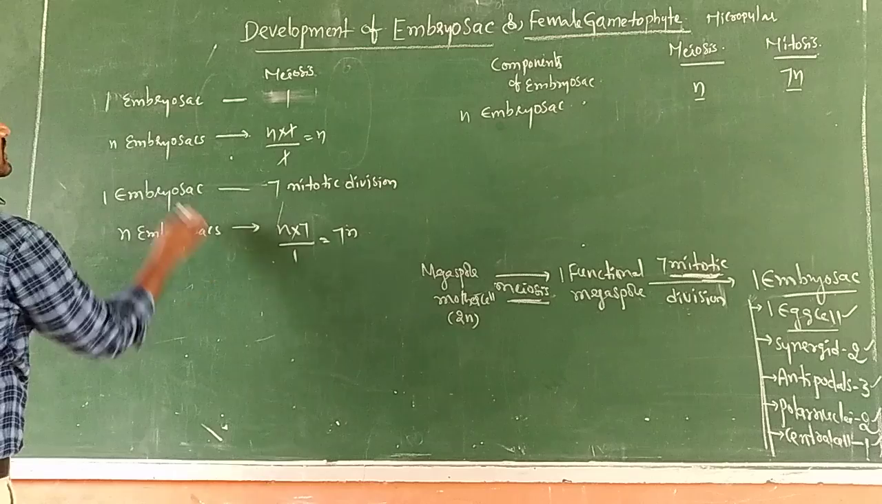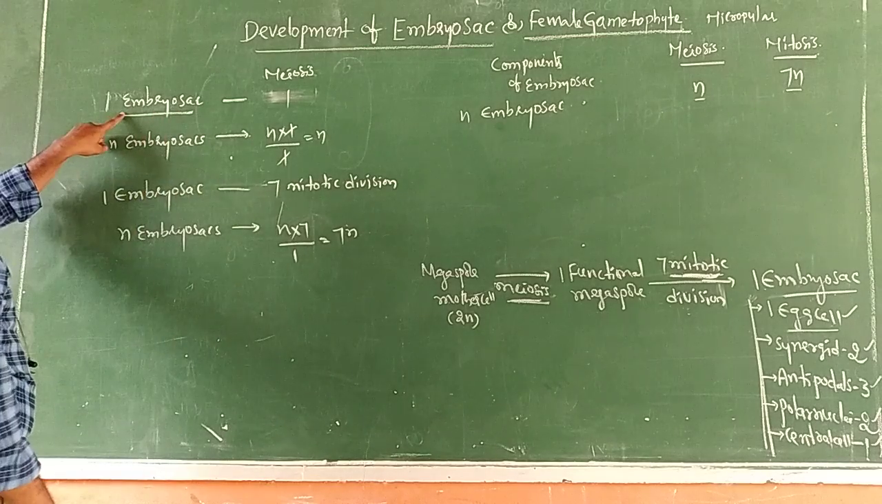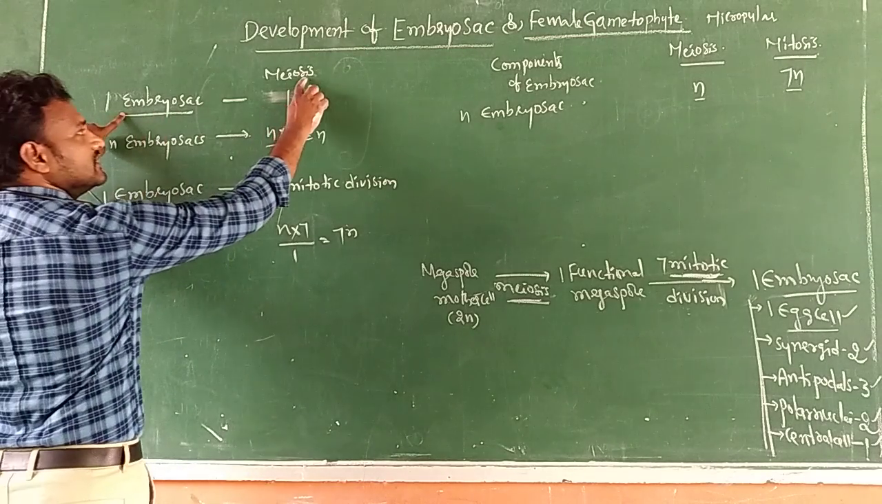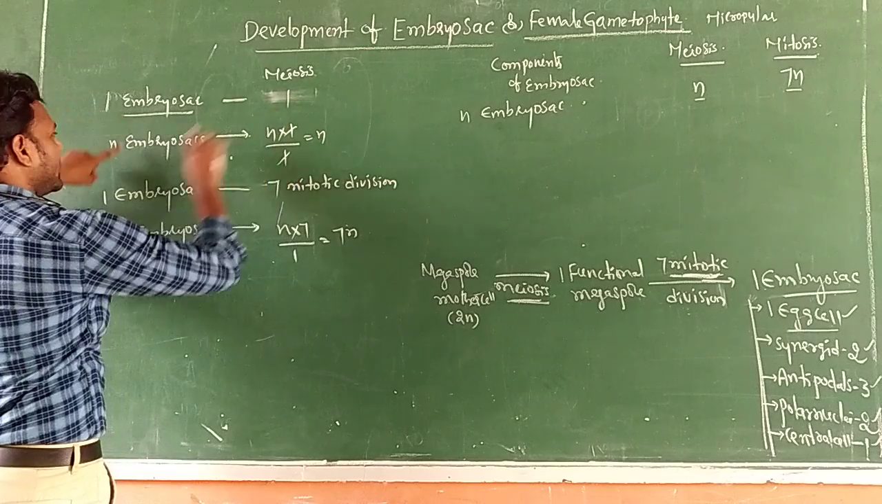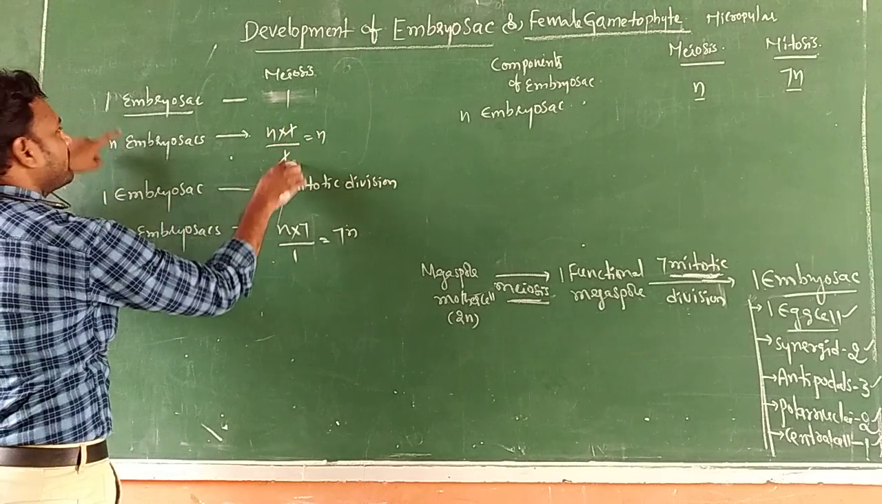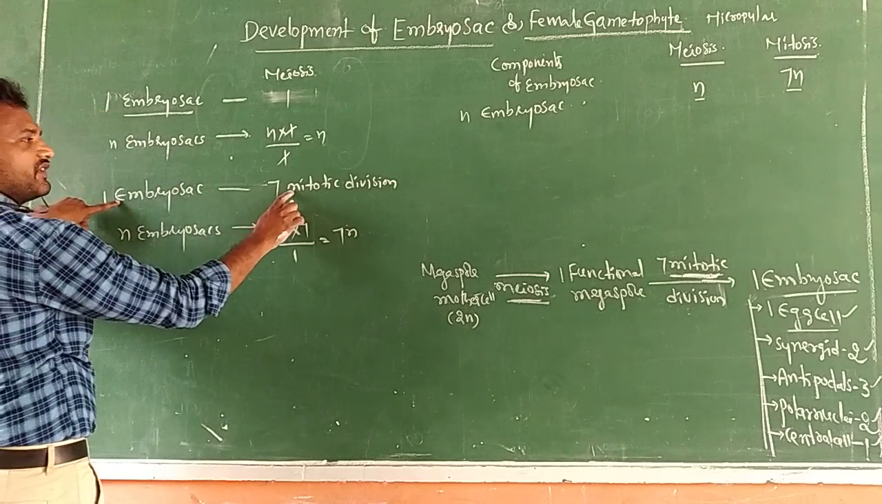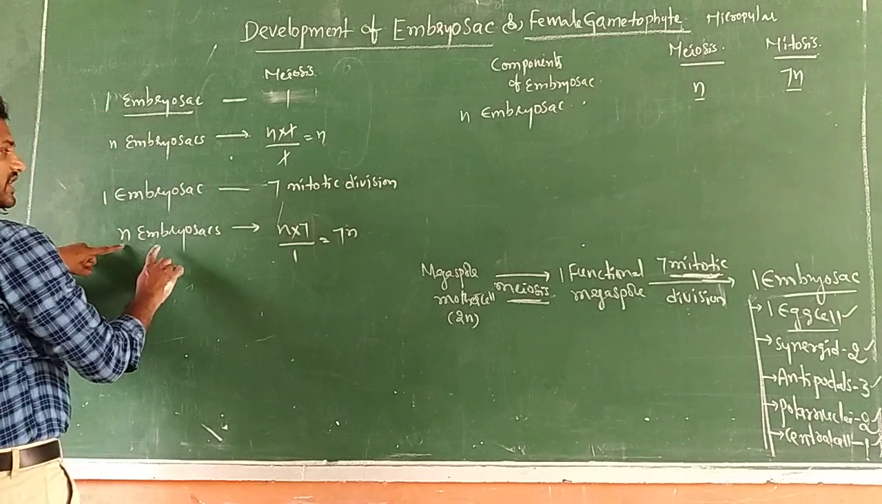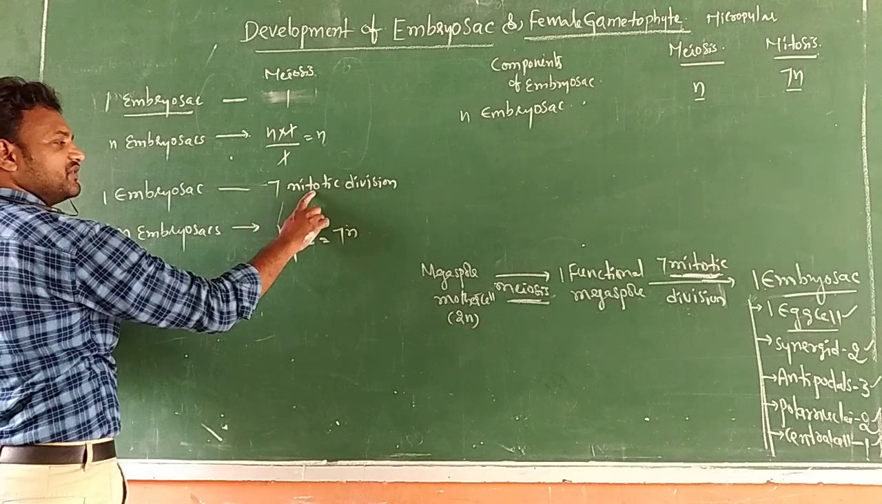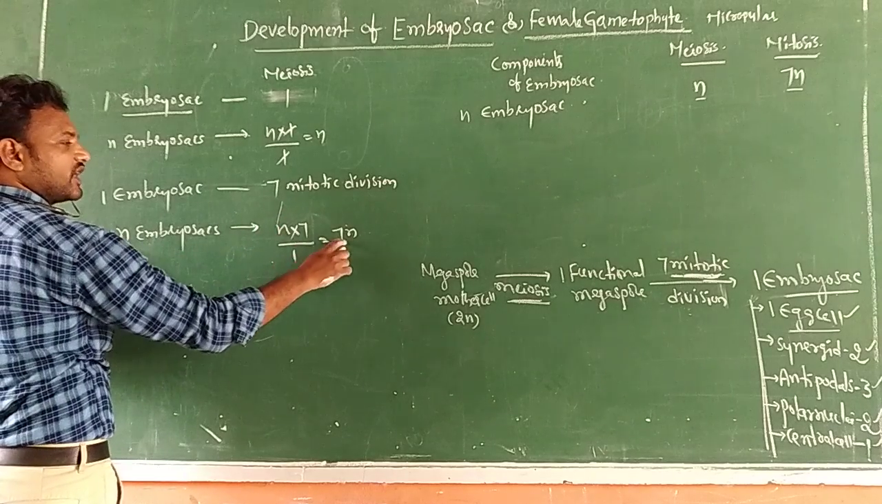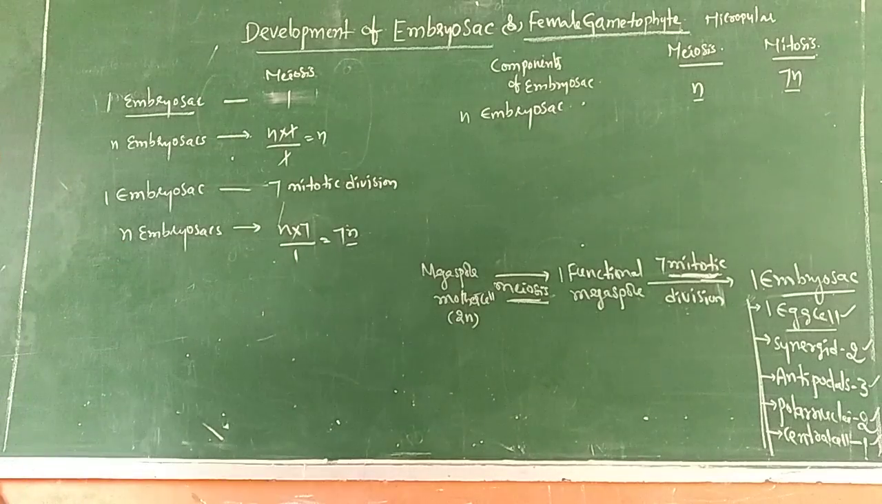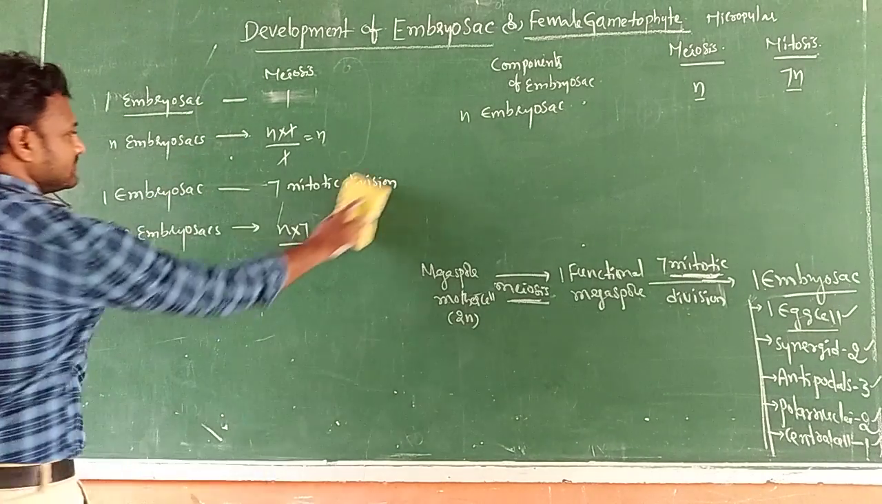One embryo sac requires one meiosis, but n embryo sacs require n into 1 by 1 equals n. And one embryo sac requires 7 mitotic divisions, and n embryo sacs require n into 7 by 1 equals 7n. This is the first one.